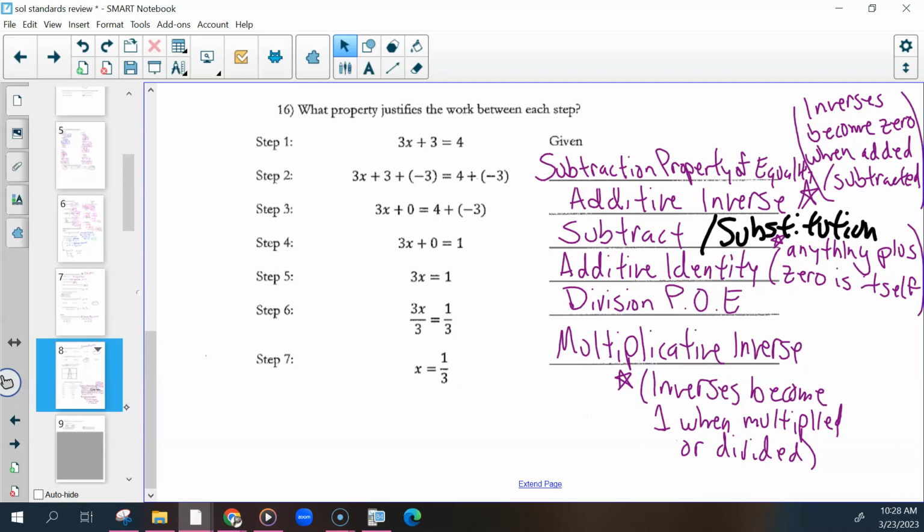Step 4 to step 5, additive identity. I think that's step 4 to step 5. Anyway, additive identity, we added 0. Step 5 to step 6, division property of equality, divided the same thing to both sides. And then step 7, multiplicative inverse. We are multiplying by something to get 1, or the inverse to get 1.